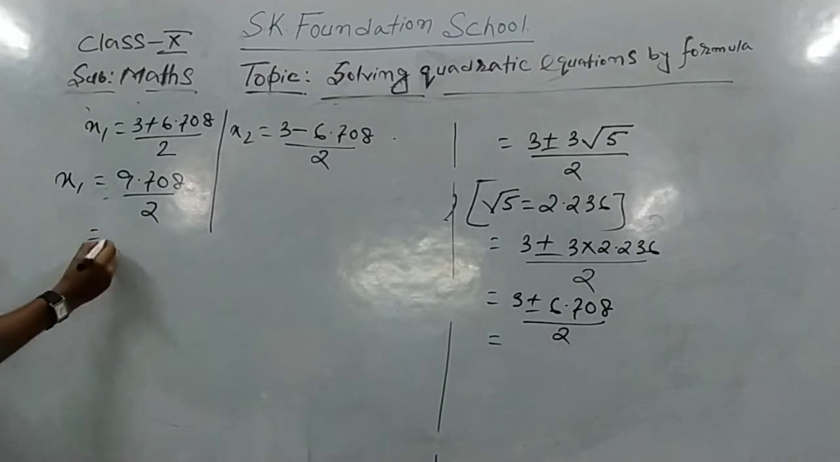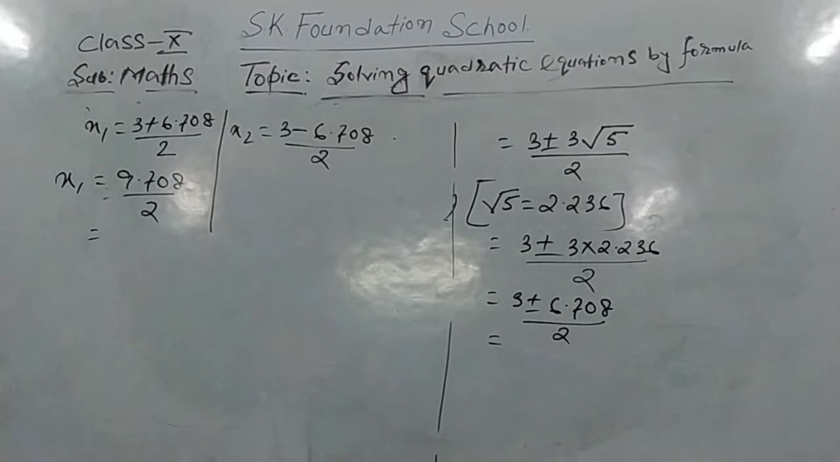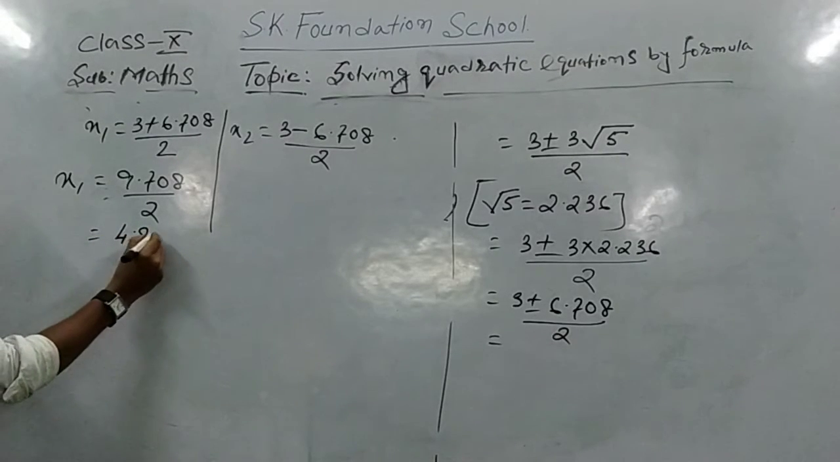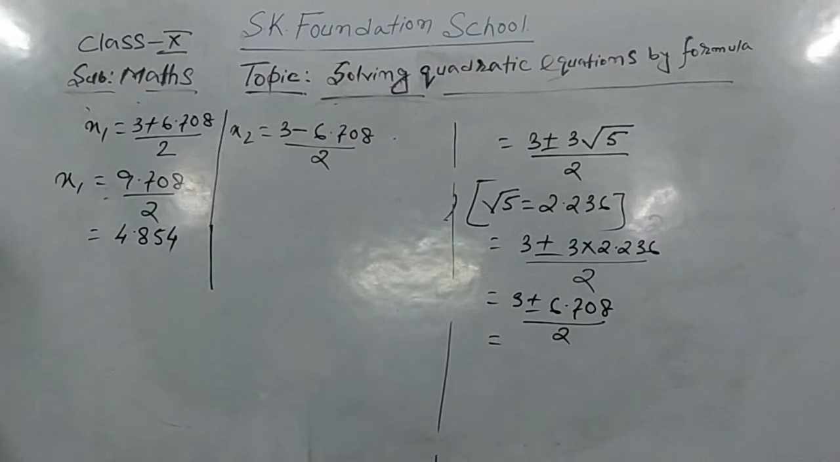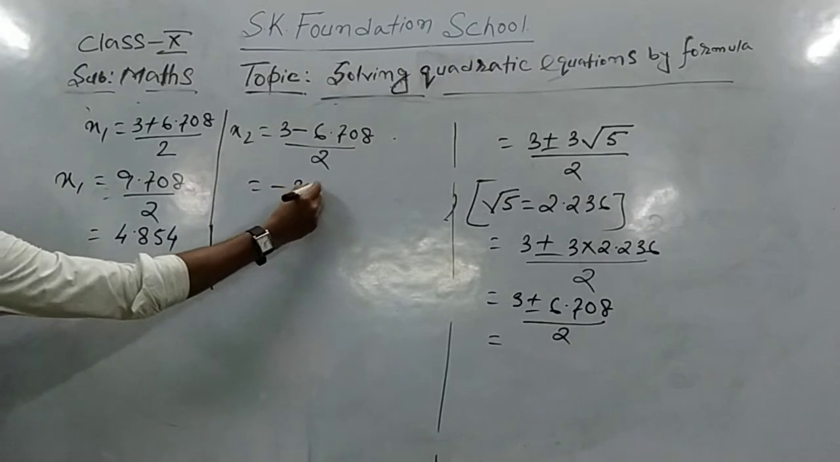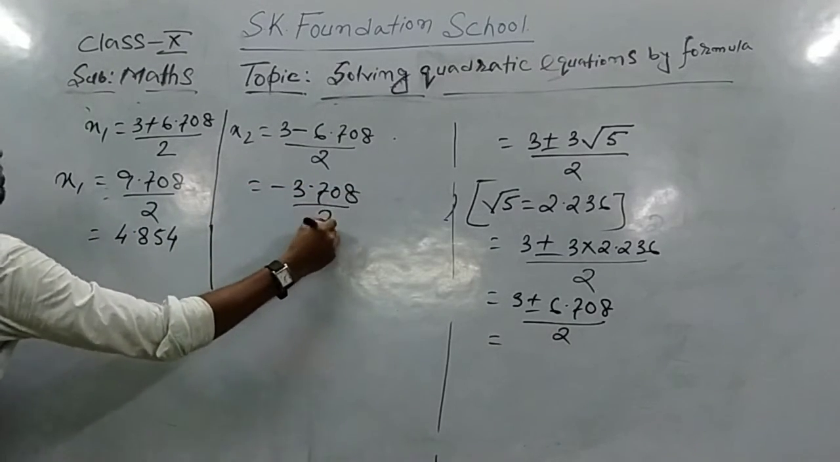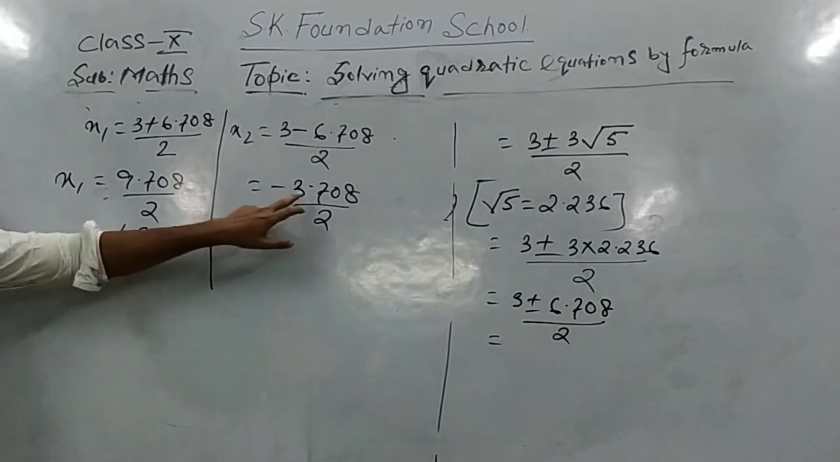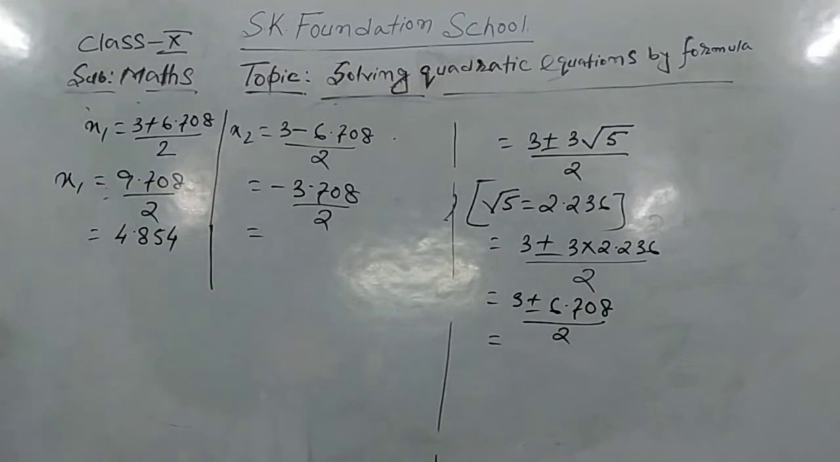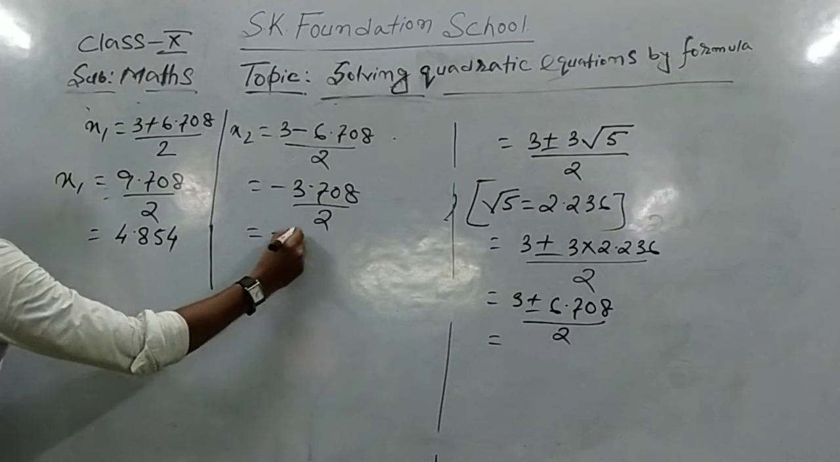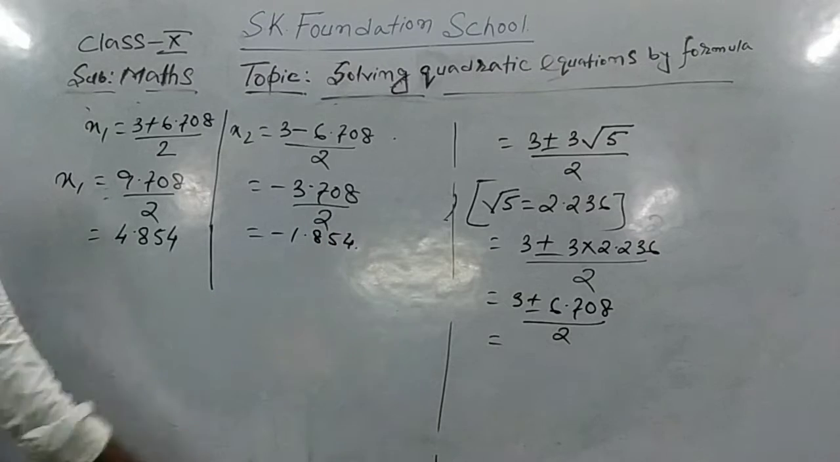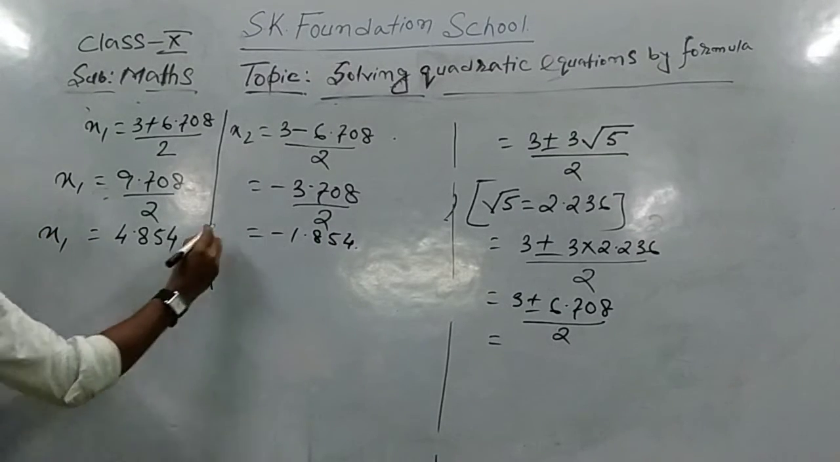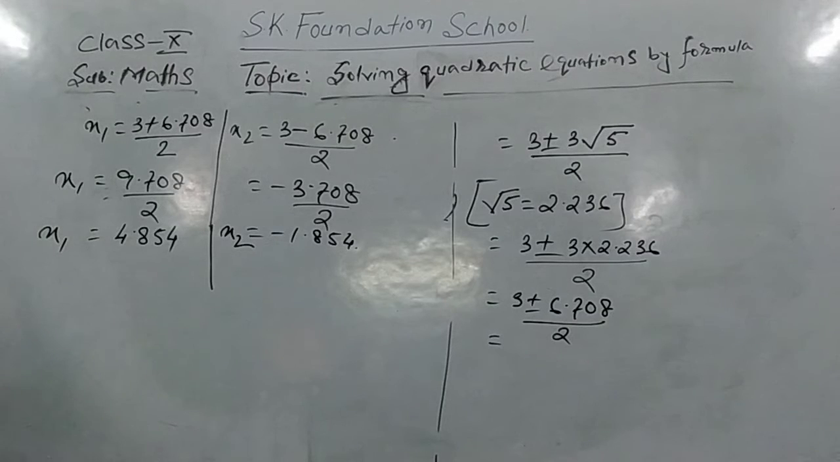So 9.708 by 2 is 4.854. Next, x2: minus 3.708 by 2 equals minus 1.854. So this is the first root, this is the second root. In this way we are getting the values of x or the roots. Clear?